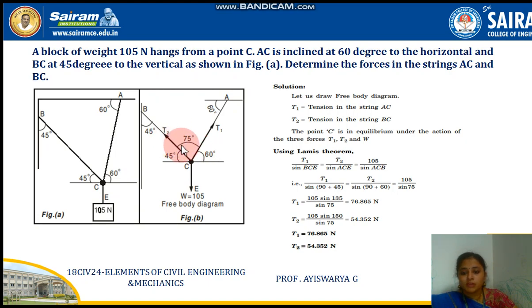So how I am saying this means, see, just take a single force. For example, you take T1. Okay, T1 divided by the angle between the other two forces. See, what are the other two forces? T2 and W. So the angle between these other two forces is 90 plus 45. And for W it is 75 degrees, the opposite angle. Right. For T2 it is 90 plus 60 degrees. Just write it in the equation.